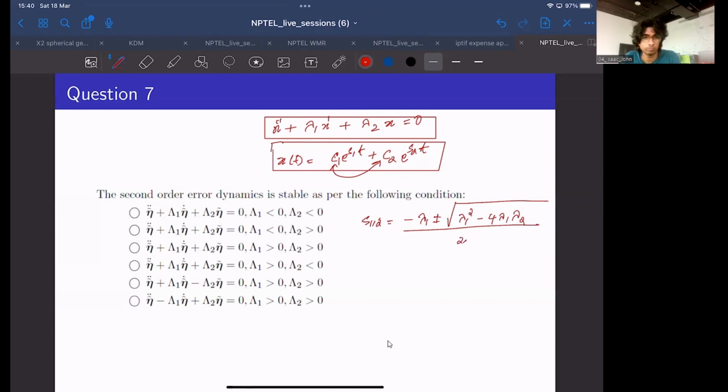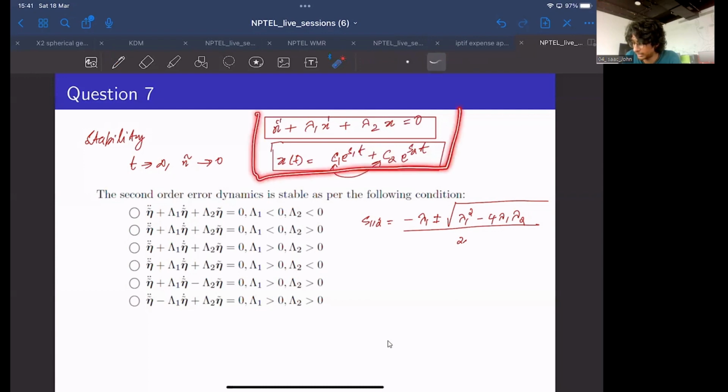Right? So if we want this entire system to be stable, stability means the error should be bounded. As time tends to infinity, this eta tilde should tend to 0. Again, I have used this to demonstrate a general case, but in case of x, we would have this eta tilde.